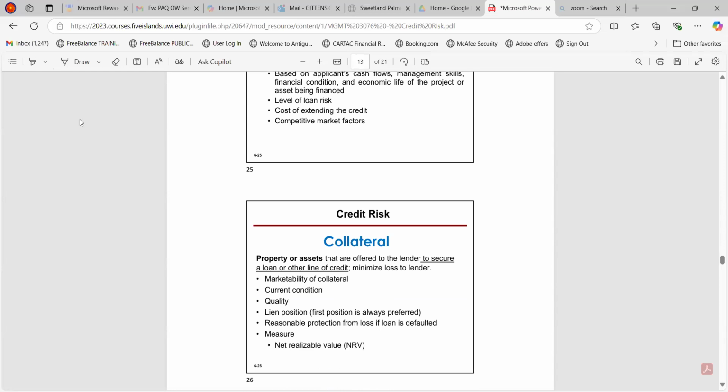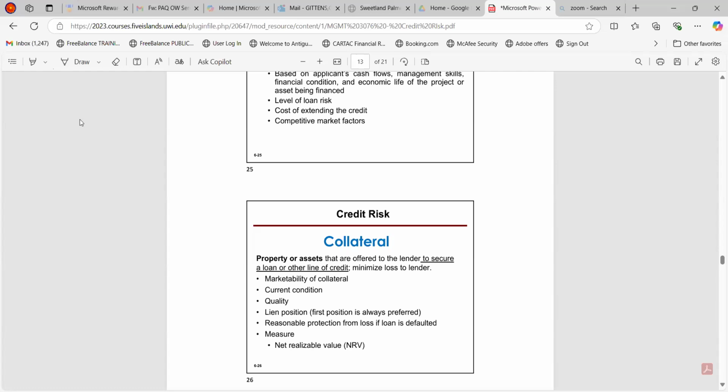Is there collateral available? Is the collateral marketable? In other words, if the person or the company defaults, what are the chances that the collateral can or cannot be sold? Or can it be sold quickly? All right. What is the condition of the collateral? So the company or person may have put up a building as collateral. What is the condition of that building? What is the value of that building? So the financial institution is going to assess that.